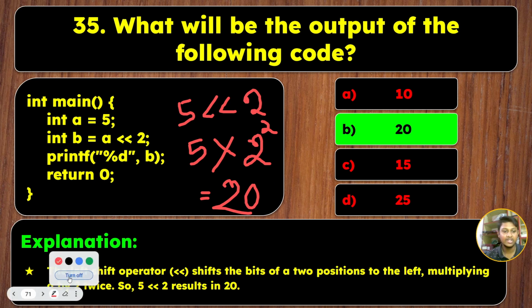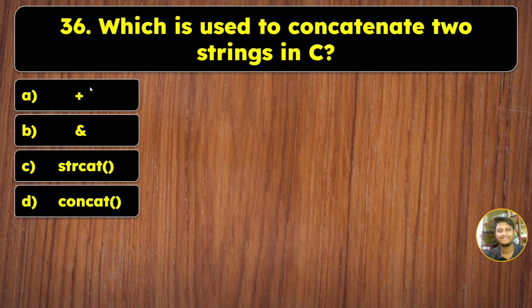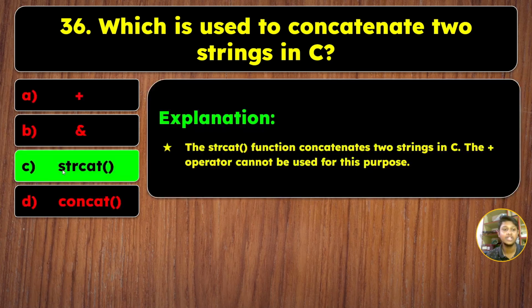Now let's jump to our next question, which is used to concatenate two strings in C. Option A plus, option B ampersand, option C strcat function, and option D concat function. The correct answer is option C. As you can see, the strcat function concatenates two strings in C, and the plus operator cannot be used for this purpose. So in order to concatenate two strings in C, you have to use the strcat function.